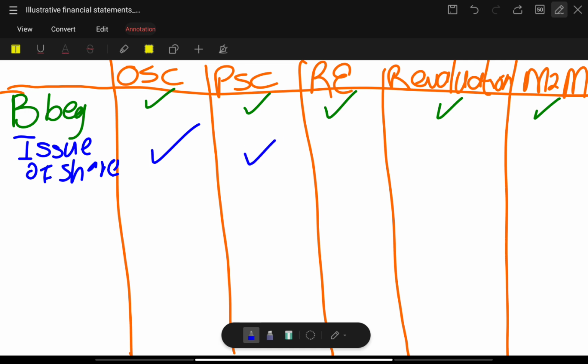We can never issue retained earnings. We can never issue revaluation. We can never issue mark to market reserve. Does it make sense? It's always issuing of shares. It applies to ordinary share capital and preference share capital, and it has a positive balance. It's always a positive balance, because when we issue, we are adding. We can call it additional shares issued, so you are adding them. So these ones are actually 0 balances. You don't actually have issue under the retained earnings and revaluation, as well as mark to market.